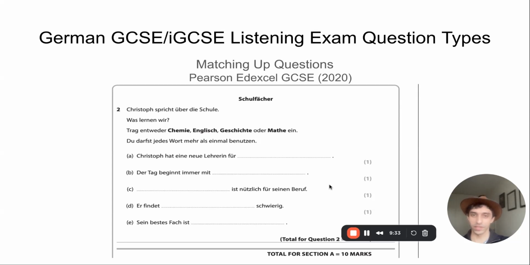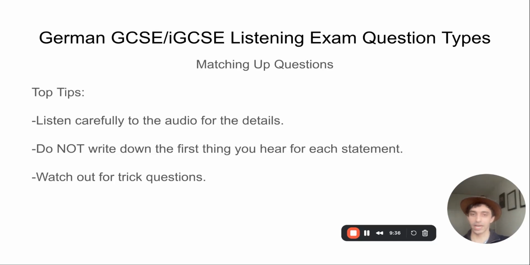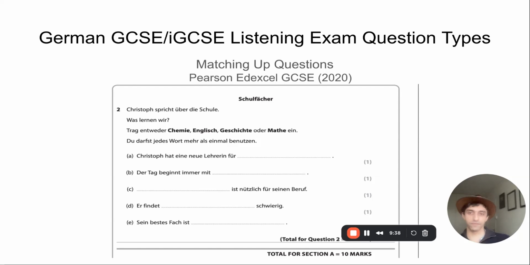In terms of exam technique, I would be careful to listen out for the details. The most common mistake for these matching up type questions is that students will just write down the first thing that they hear or the first thing that appears to potentially be the right answer. But you've got to watch out because they will often try and trick you, particularly towards the end of the exam papers. For example, if we look at 2a, which says, Christoph hat eine neue Lehrerin für, meaning Christoph has a new teacher or female teacher for, and then of course we have to complete the sentence with one of the subject options.